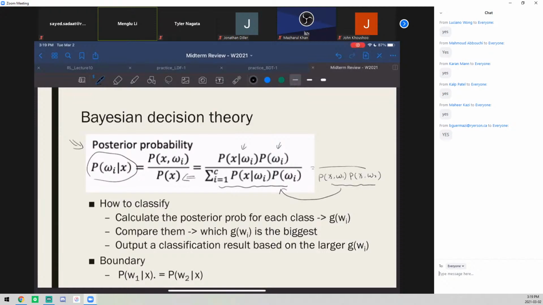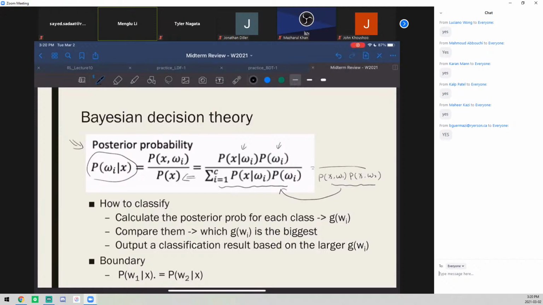Okay, so how to classify it: we calculate the posterior probability for both classes and make the classification decision based on the value of the posterior probability. If the posterior probability of class 1 is higher than class 2, which means given x, the probability of being class 1 is higher, so we classify this x as class 1. Otherwise, we classify it as class 2.